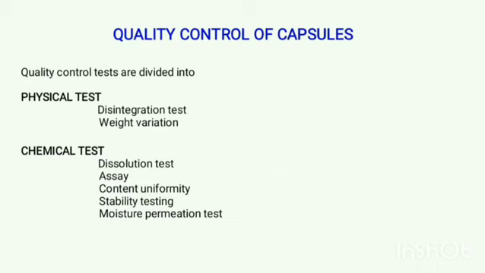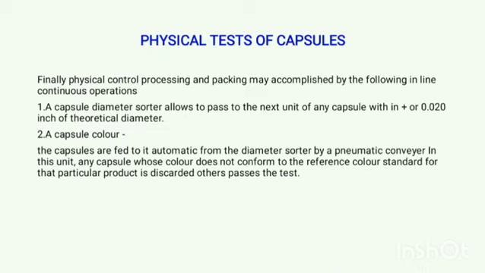Quality control of capsules. Quality control tests are divided into two types, that is physical tests and chemical tests. Physical tests are the disintegration test and weight variation test, and chemical tests are the dissolution test, assay, content uniformity, stability testing, and moisture permeation test. Physical tests of capsules. Finally, physical control processing and packing may be accomplished by the following in a continuous line operation.